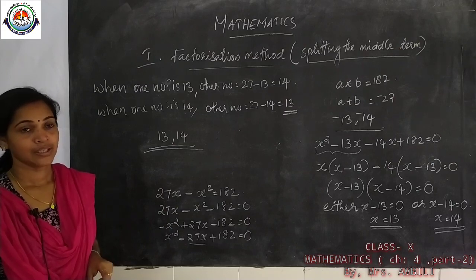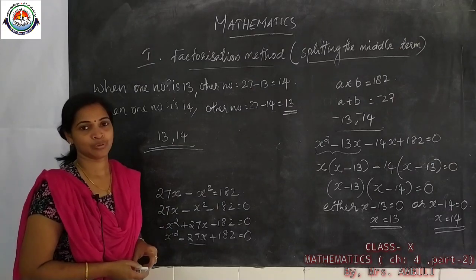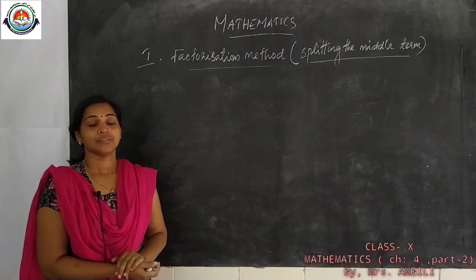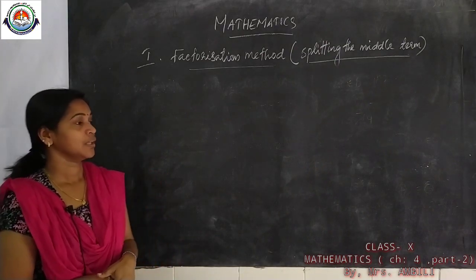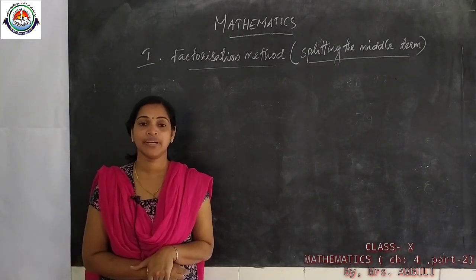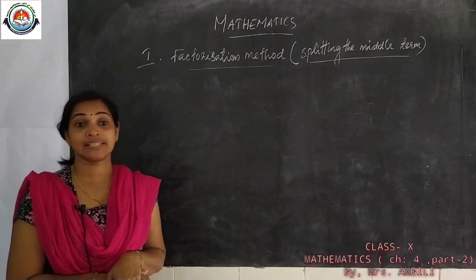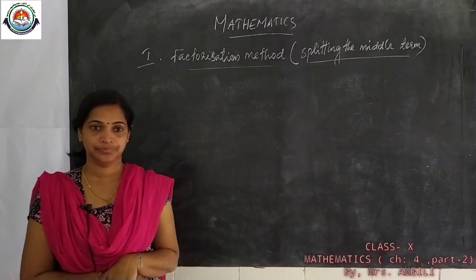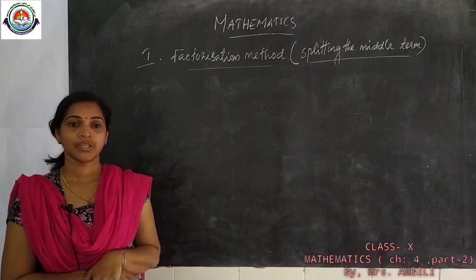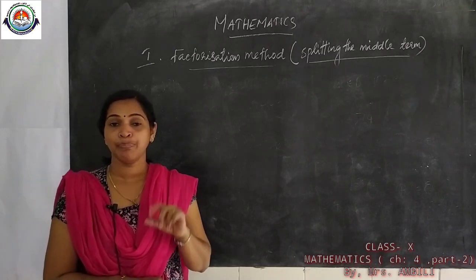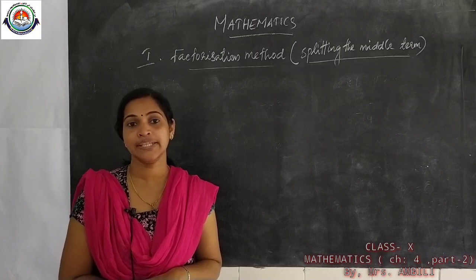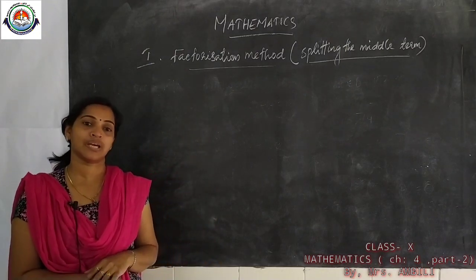Clear? Okay. We can do one more word problem. Next question. The altitude of a right angle triangle is 7 centimeter less than its base. Then if the hypotenuse is 13 centimeter, find the other two sides.